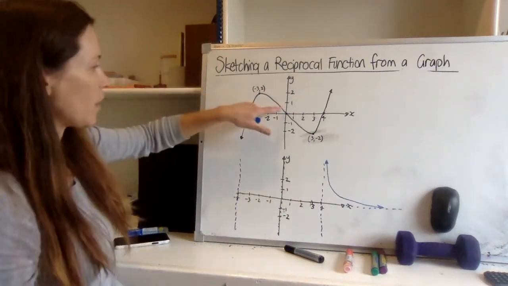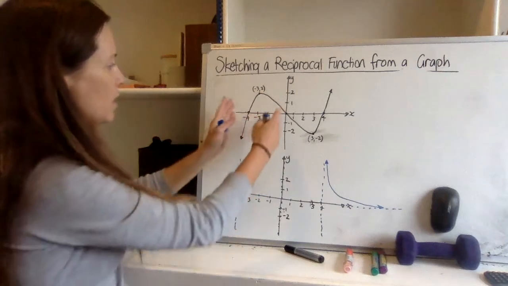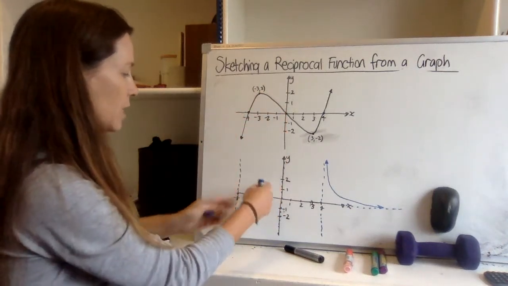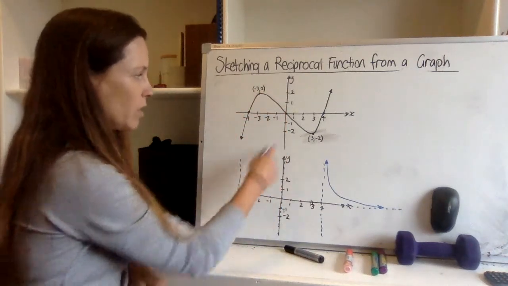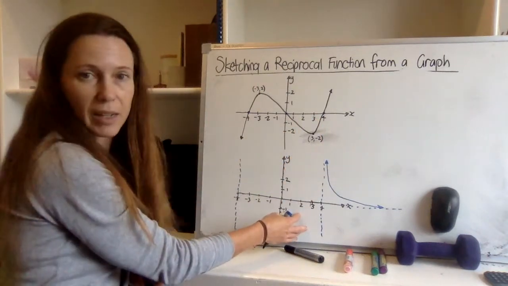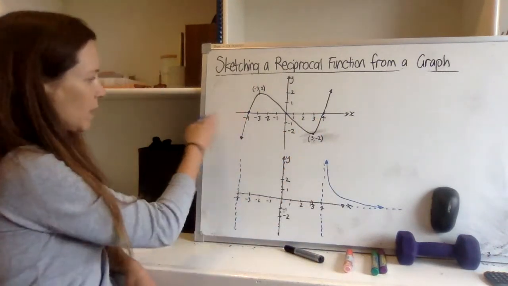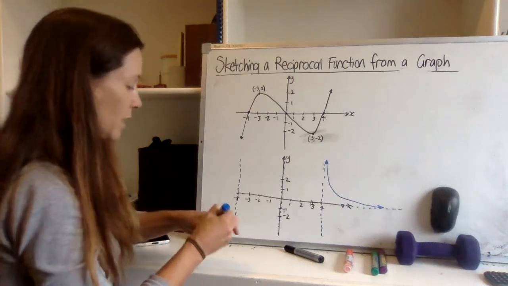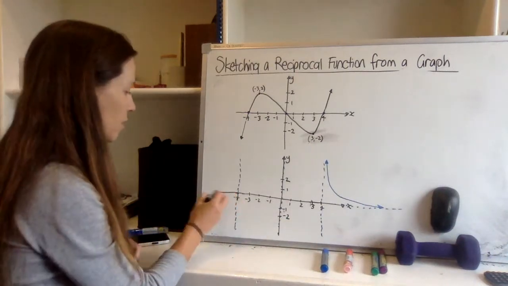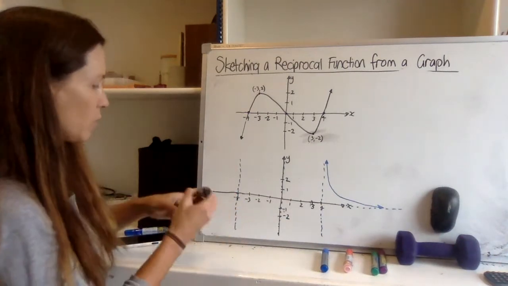We can also see that the graph is positive here between -4 and 0. So I can tell that my graph's going to be up in this section. This part's negative, so we're going to be negative in the reciprocal as well. And this part to the left of the -4 is negative as well. So that tells me that over here, we're going to be doing the same sort of thing.